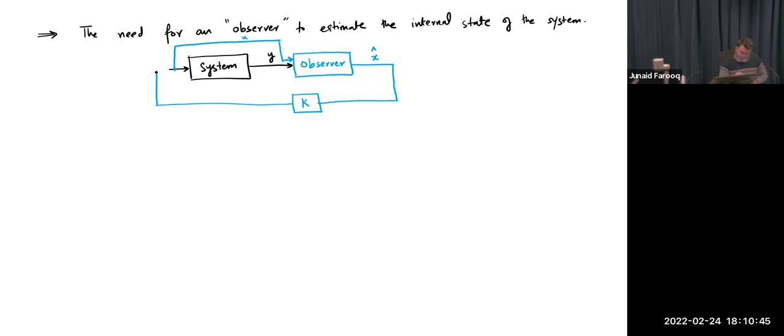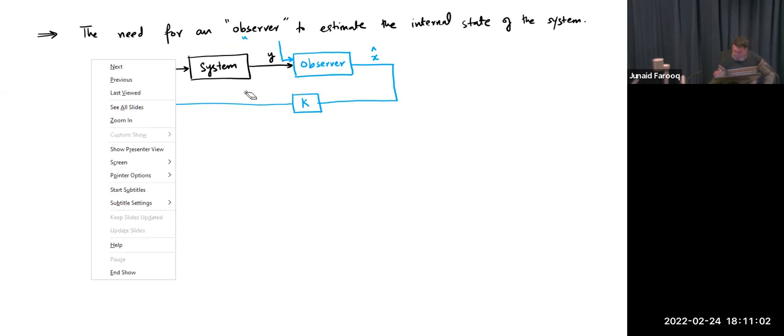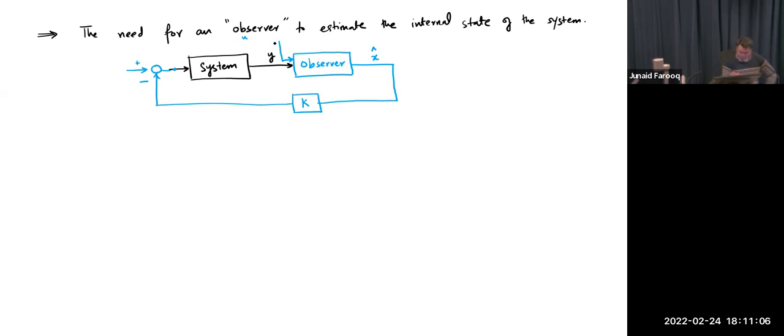So maybe it's better to think of U here. So let's say the U is coming from the initial input U. Okay, so that's the overall picture that we want to have. Using the output and the input U, you want an observer to come up with an X hat, and eventually that X hat is used in the feedback design.